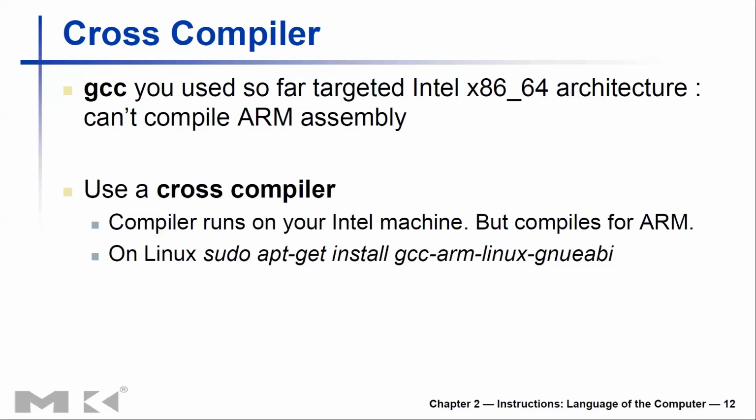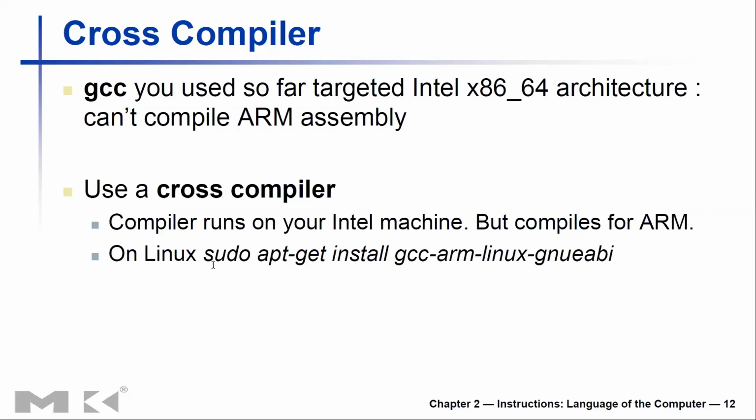So for this purpose, we have to use a cross compiler. The cross compiler we are going to use is called GCC ARM Linux GNU EABI, and you can install this tool by using this command. I hope most of you have already got it installed on your computer. If not, you can perform this command on your Linux machine to get it installed.